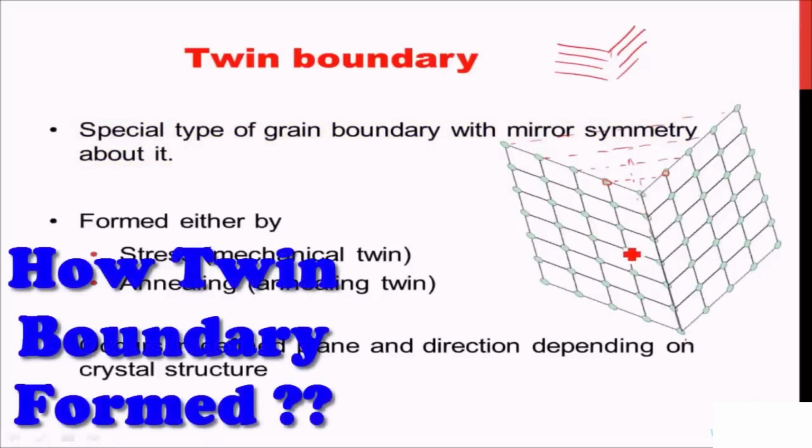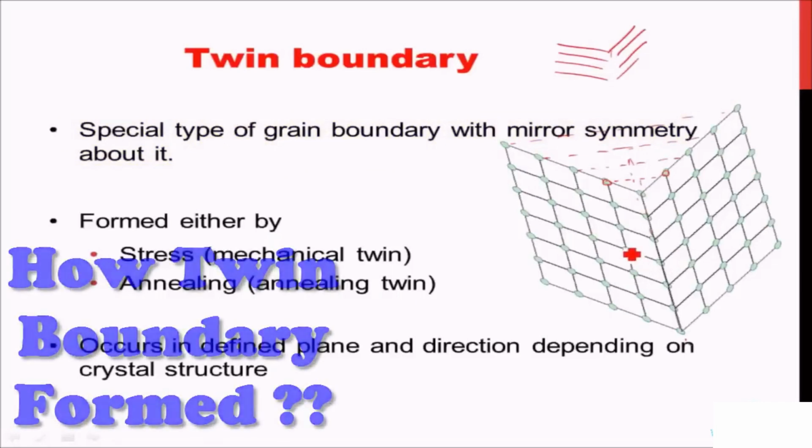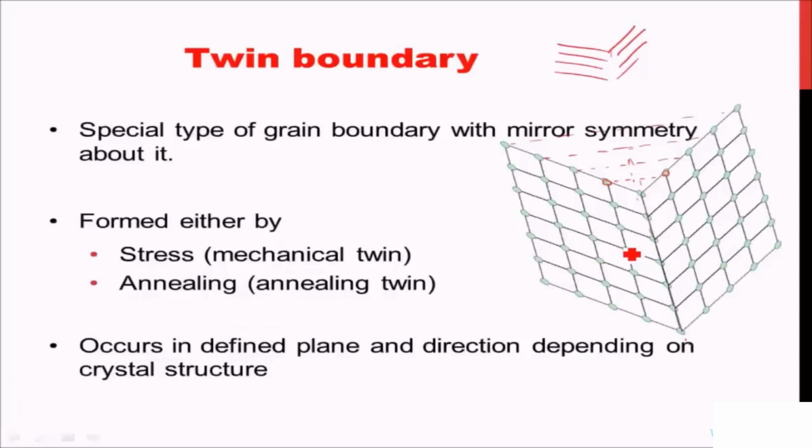Now, how do twin boundaries form? There are two types of twin boundaries. Twin boundaries can either be formed due to stress, which is known as mechanical twin, or they can be formed during annealing treatments, which is known as annealing twin. Okay, so these are the two types of twin boundary. They have the same properties, but the reason of their formation is different.